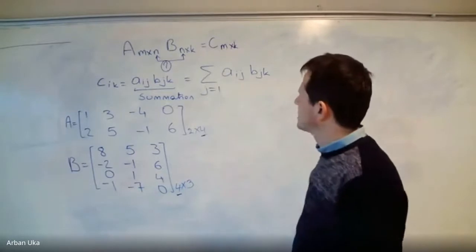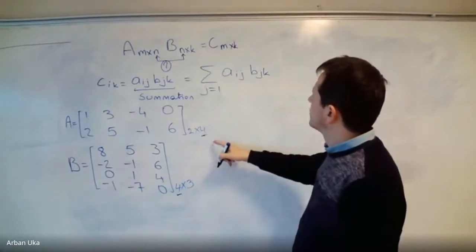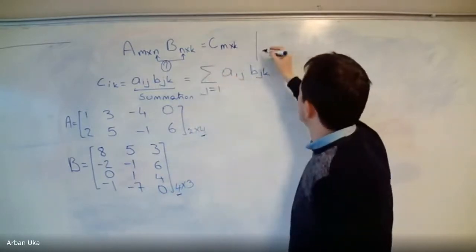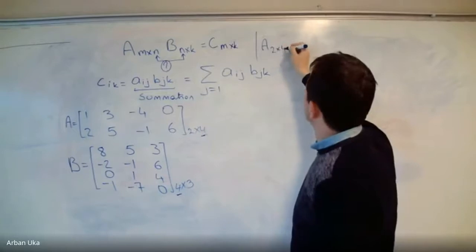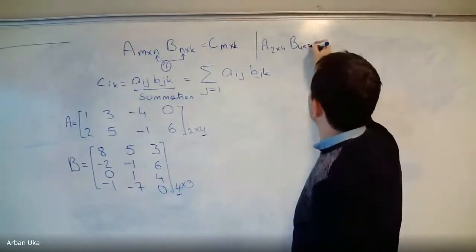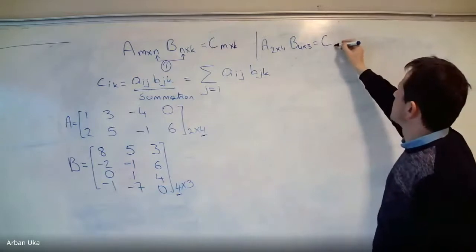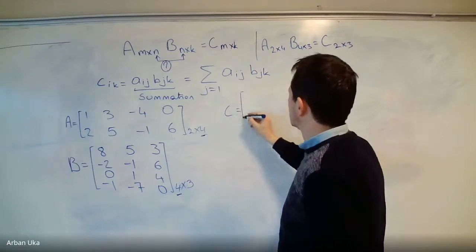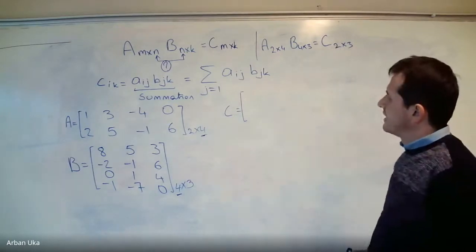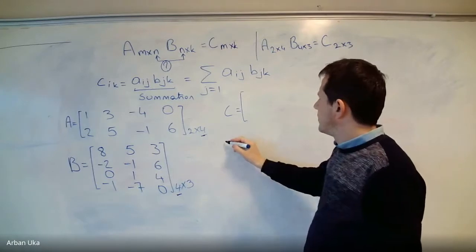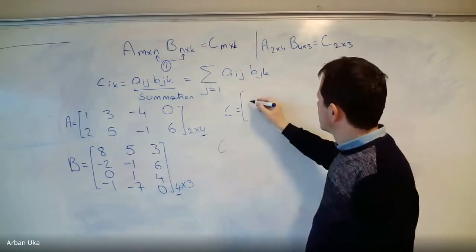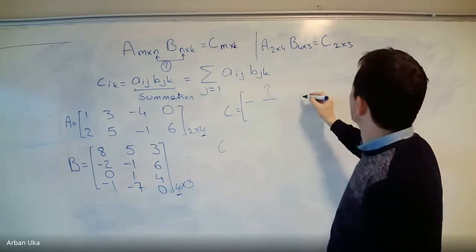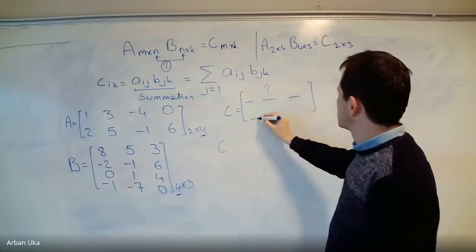And then the question is the following. If we can multiply those, what is going to be the dimension of C? Let's write the same expression here. We have A 2 by 4 times B 4 by 3. This means that we're going to have a matrix which is 2 by 3. The matrix C is going to have 2 rows, 3 columns.